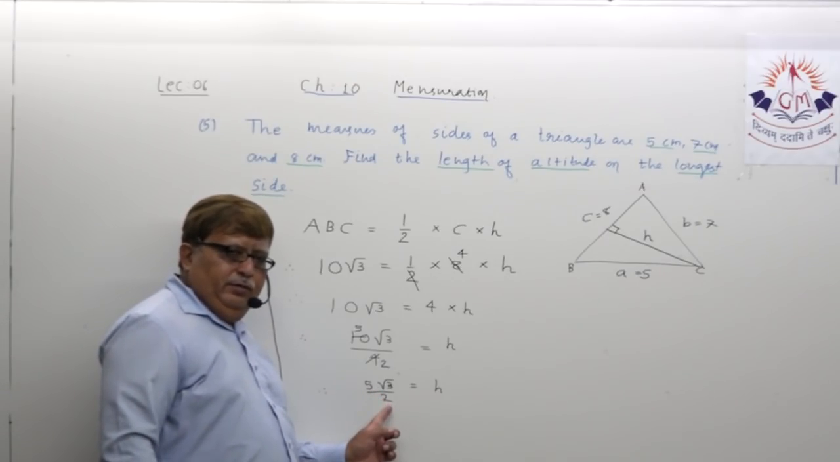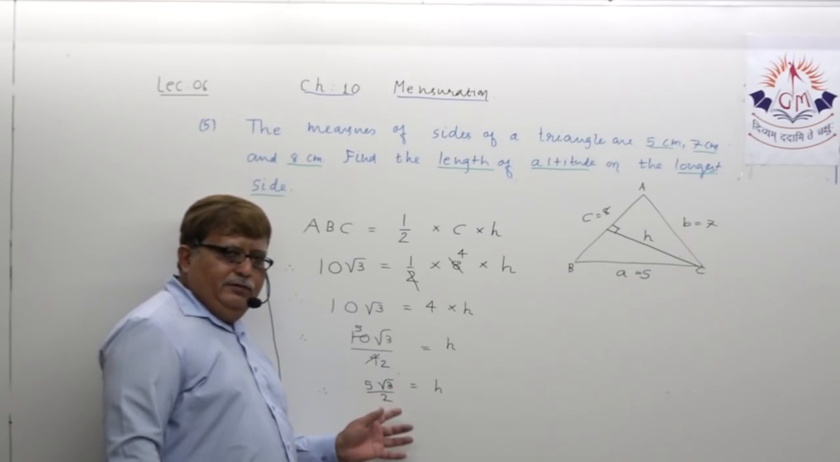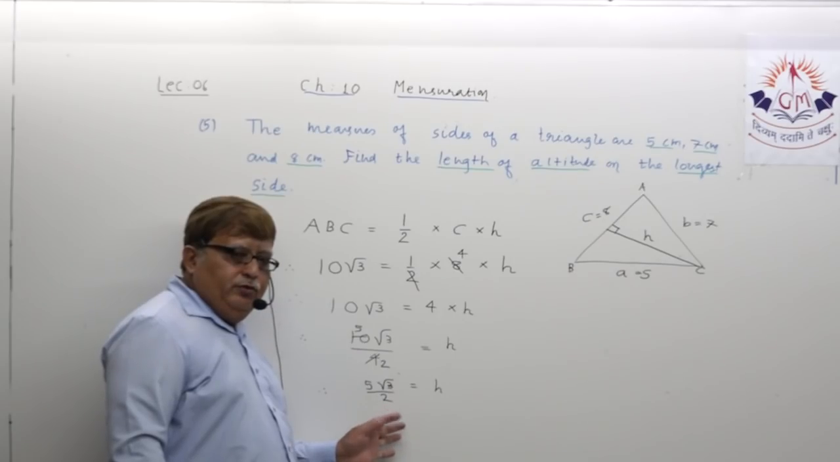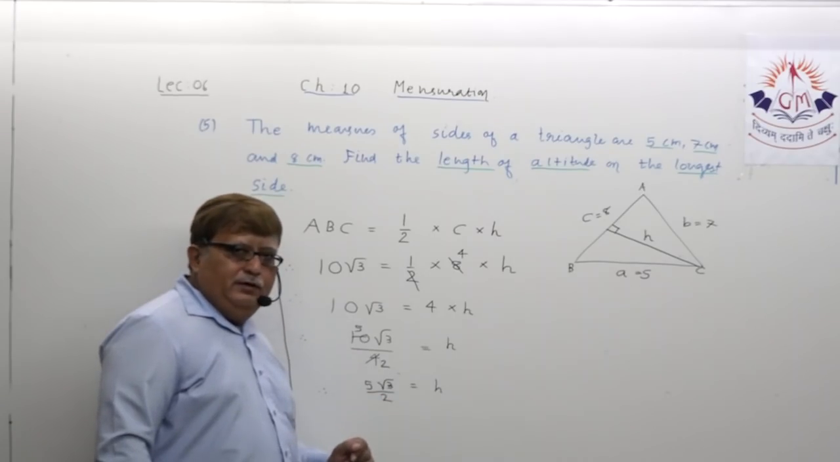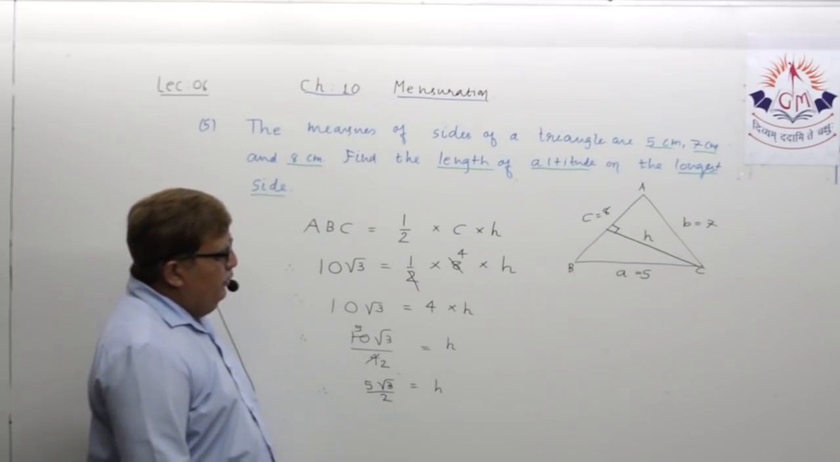And remember one thing very clearly: when you solve examples to find the area of a triangle or altitude, you may randomly get such an answer. Never get confused or hesitated when you get such an answer because they are correct, they are irrational numbers. Understood? Okay.